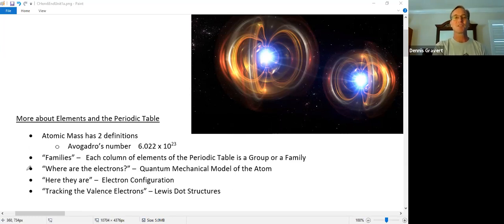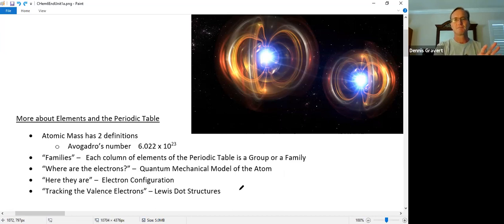Next, we'll talk about where the electrons can be found in the atoms, and that's kind of a fuzzy topic, kind of captured in this theory called quantum mechanical model of the atom. And then, after we get an idea where the electrons are supposed to be found, we'll record them, we'll report them as electronic configuration.